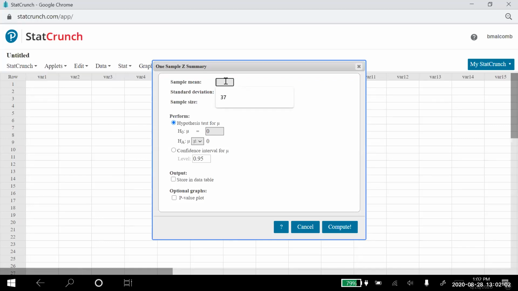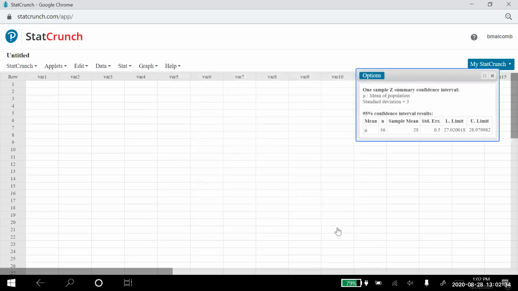So we had an X bar, a sample mean, of 28. Our standard deviation, they said, was 3, and the sample size was 36. Notice perform what? Well, it's checked off to be a hypothesis test. That's what we're going to be doing next in a later chapter. Right now we're doing confidence intervals. So we click on confidence interval. They did ask for a 95% confidence interval. So we just change that to the decimal of 0.95, and hit compute, and that's all we do.